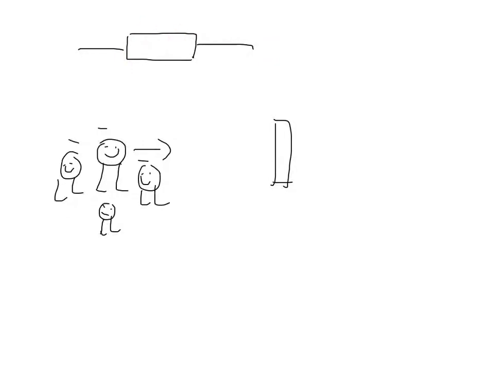Now, the smaller the resistance, the bigger the door, and the easier it is for electrons to get through. So basically we have that the bigger the resistance, the smaller the current. Okay?